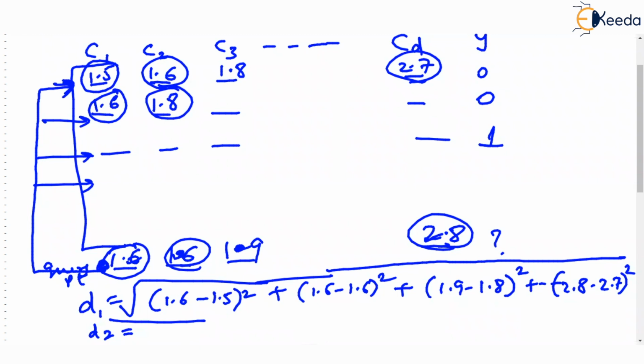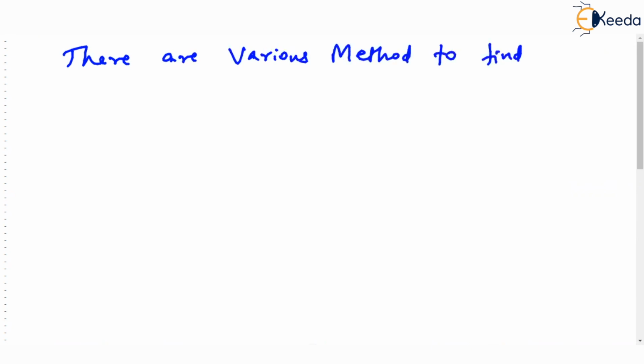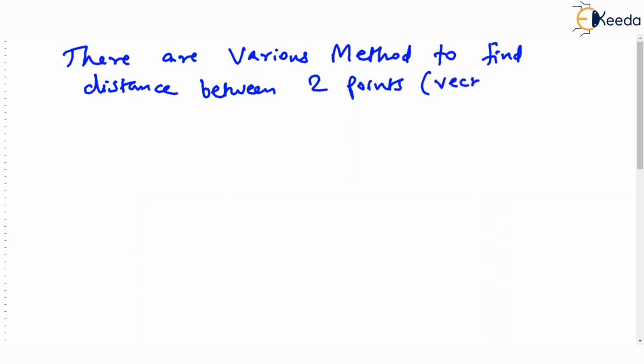Now you will be surprised to know that there are various ways, various methods, to find the distance between 2 points. I hope you have not forgotten that points are nothing but vectors. Whatever you say, point or vector.